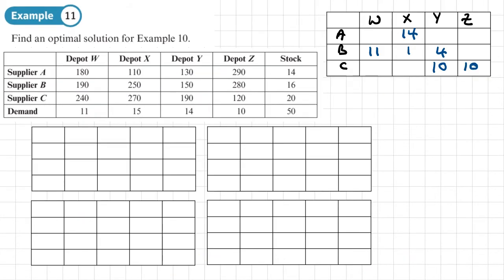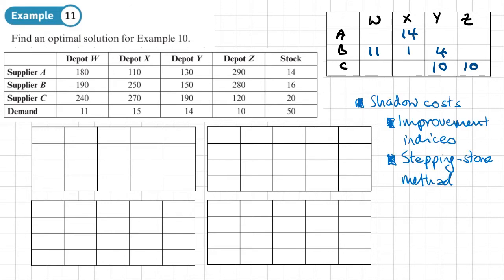So in this example here, example 11, we're now going to find an optimal solution for that previous example that we did. Just a reminder of the steps that we need to follow: the new shadow costs, the new improvement indices, and then the stepping stone method. So we're going to start with the shadow costs.